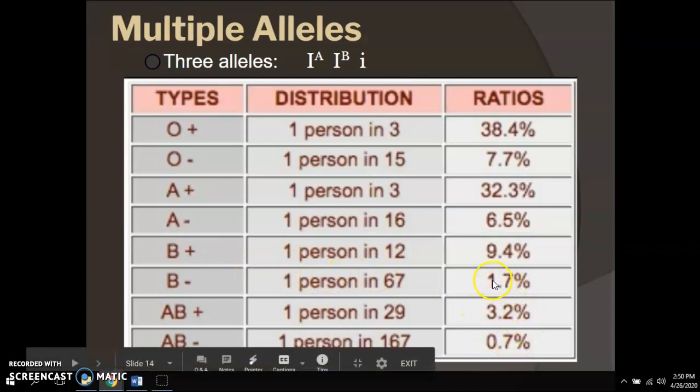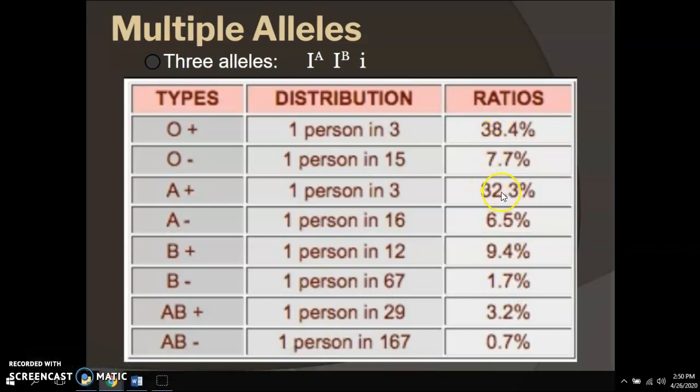You can also see that B negative is relatively rare. And then you can see that O positive and A positive are relatively common. It's pretty common in the population. So next time if you go to the doctor and get your blood drawn or donate blood, it'd be interesting to see where you lie on this. Do you have a more common or a less common blood type?